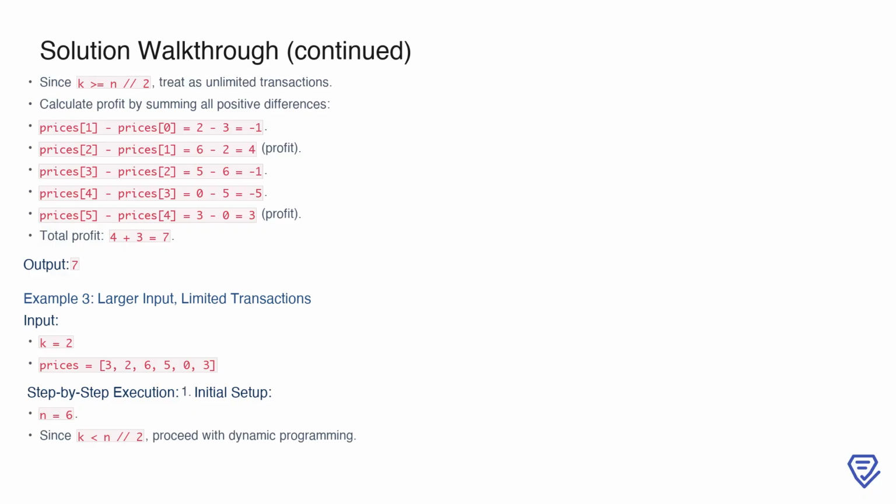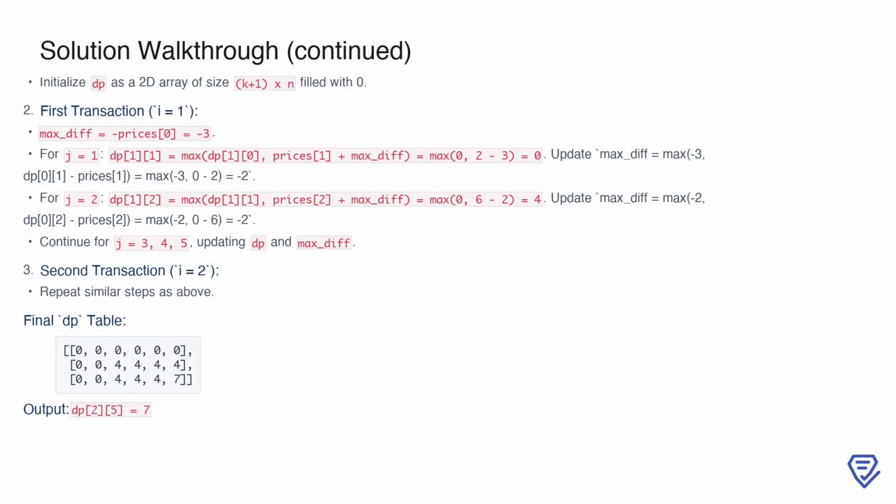Now, let's consider a larger input where the number of transactions is limited, and we'll use dynamic programming to solve it. In this final example, we have k set to 2 and the prices array as 3, 2, 6, 5, 0, 3. Here, since k is less than n divided by 2, where n is 6, we use dynamic programming to solve the problem. We initialize a DP table of size (k plus 1) by n, filled with zeros.